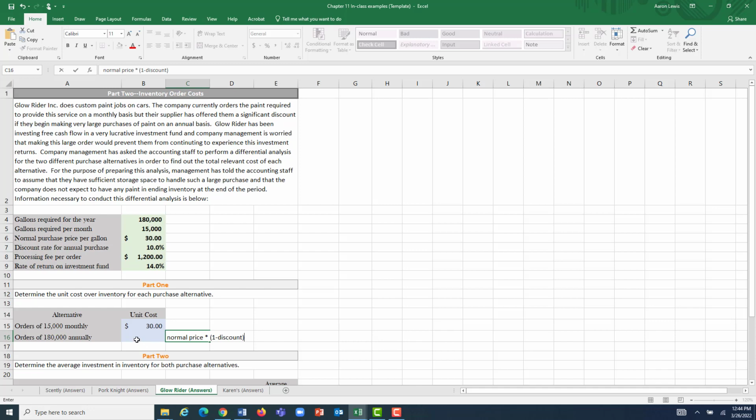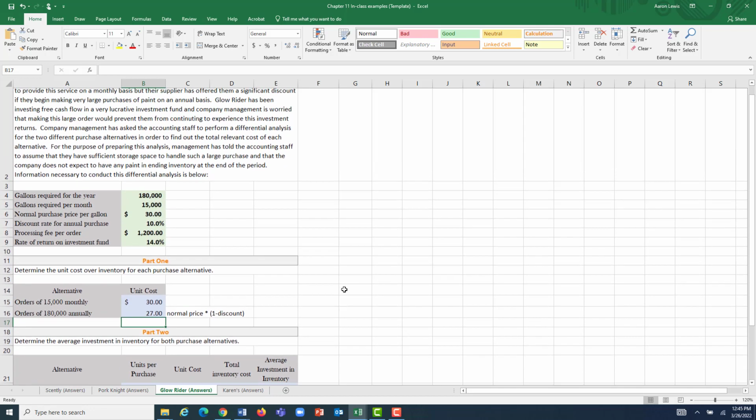And so over here, I math this out. Our normal price is 30, and I can multiply that by 1 minus the discount that they're offering us, which is 10% off of each gallon, or in other words, we're going to pay 90%, and 90% of $30 is $27. So we'll save $3 per gallon if we buy all of this paint on an annual basis.